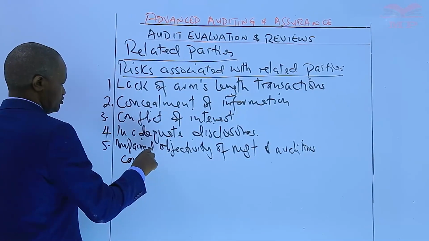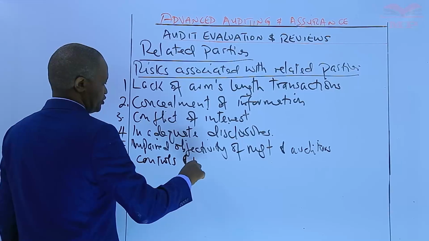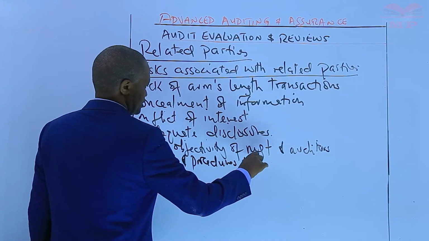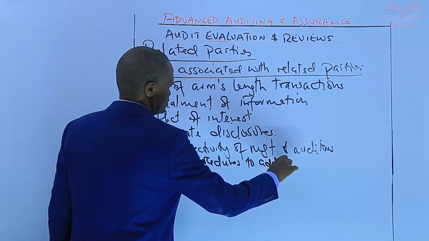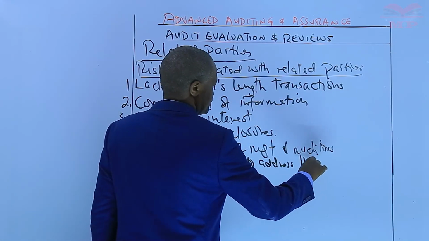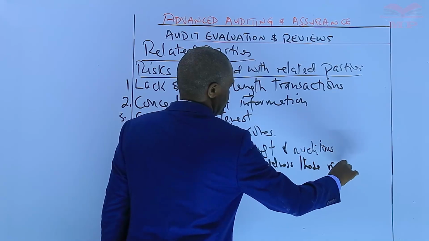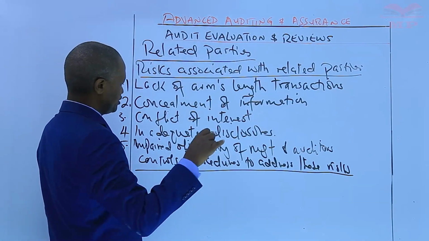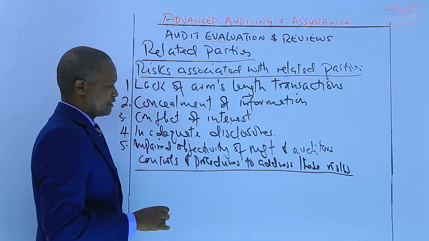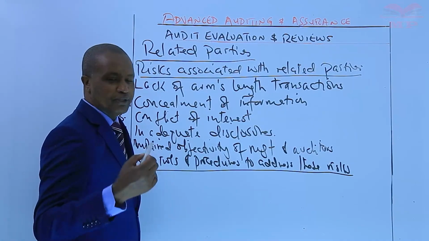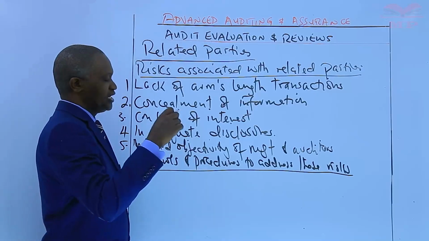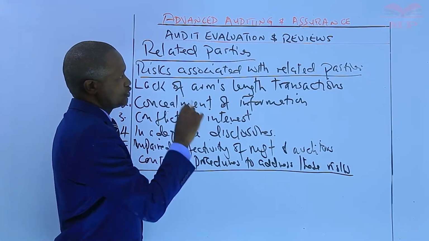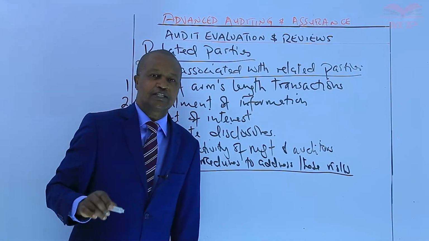Controls and procedures to address these risks. There are certain controls and procedures that must be implemented by the auditors and the management in order to address the risks that are associated with the related parties.